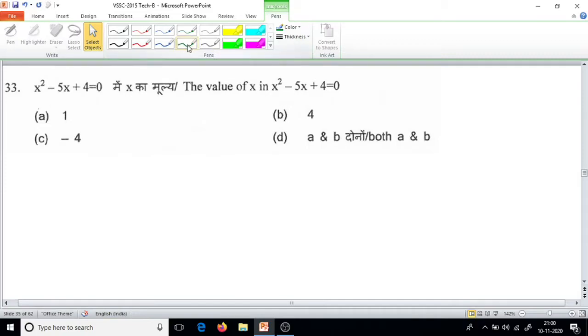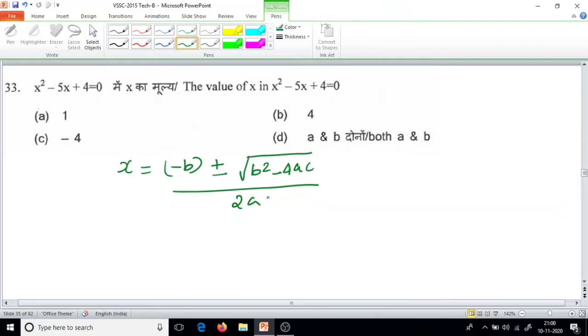Question number 33: the value of x in x square minus 5x plus 4 equals 0. This is a quadratic equation. What is the x value of a quadratic equation? x is given as x equals minus b plus or minus the square root of b square minus 4ac, whole divided by 2a. Using this equation we will find the values of x because it is a quadratic equation.